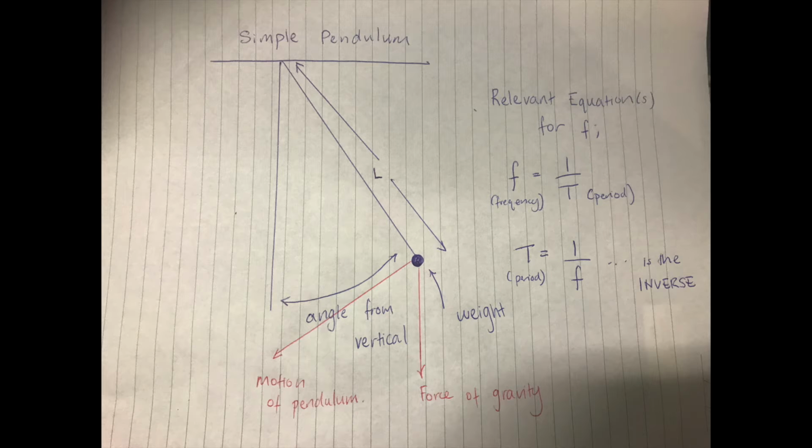Another useful quantity used to describe periodic motion is the frequency of oscillation. The frequency f of the oscillations is the number of oscillations that occur per unit time and is the inverse of the period. f equals 1 over T, as shown in the image. The period is the inverse of the frequency, T equals 1 over f.